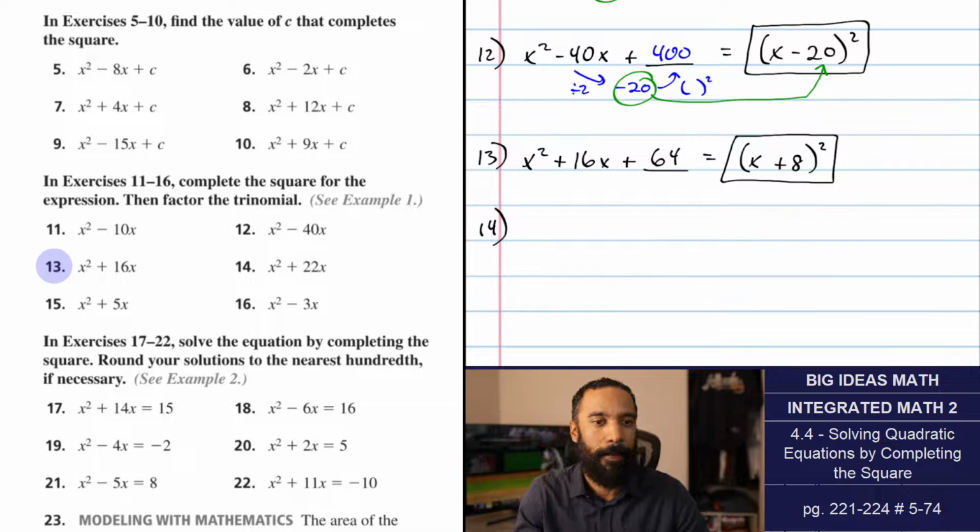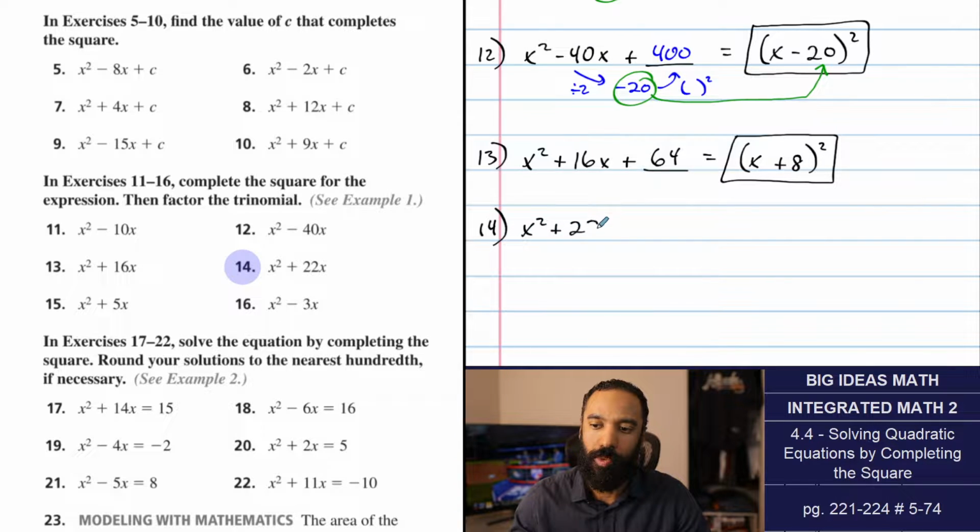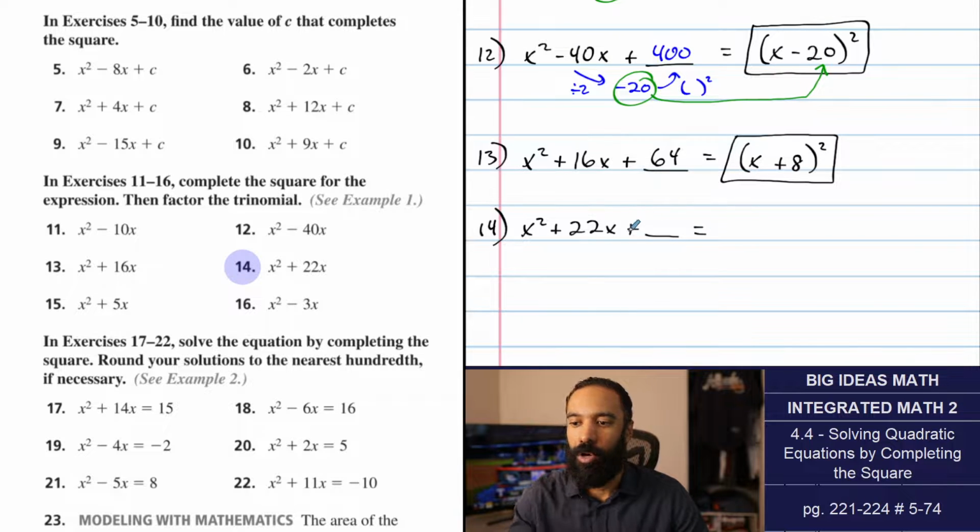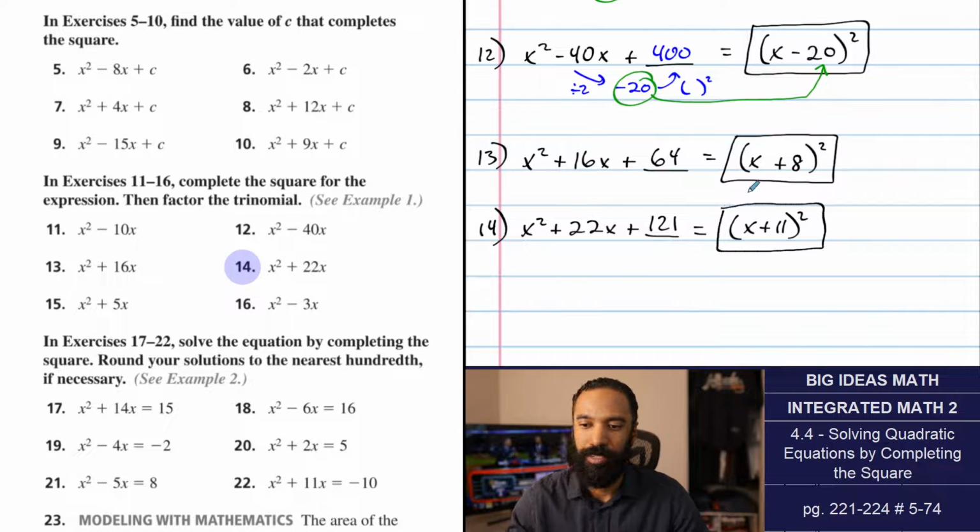Number 14. x squared plus 22x plus a blank. What's the number first? 22, half of 22 is 11. Squared is 121. And this will factor into (x + 11) quantity squared. Good.